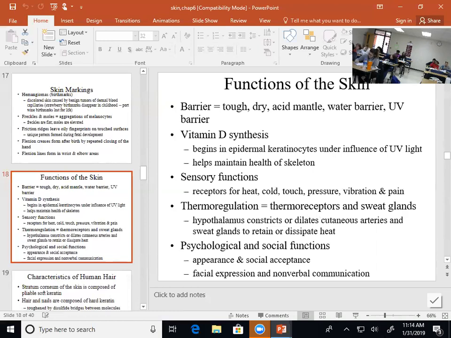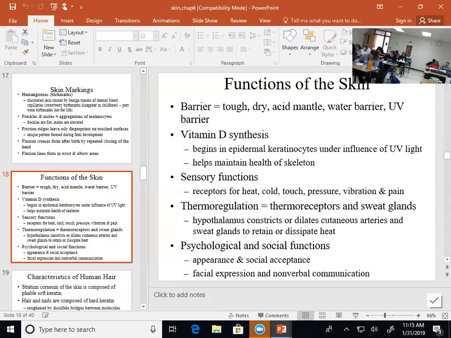It's a water barrier, it's a UV barrier. It's for vitamin D synthesis, and this is what I was talking about with people who are truly black, how this can be a problem because they're reflecting too much away. But with UV light, this is going to help to maintain a healthy skeletal system because it helps with vitamin D synthesis and calcium absorption, and it's going to have widespread effects as a cofactor.